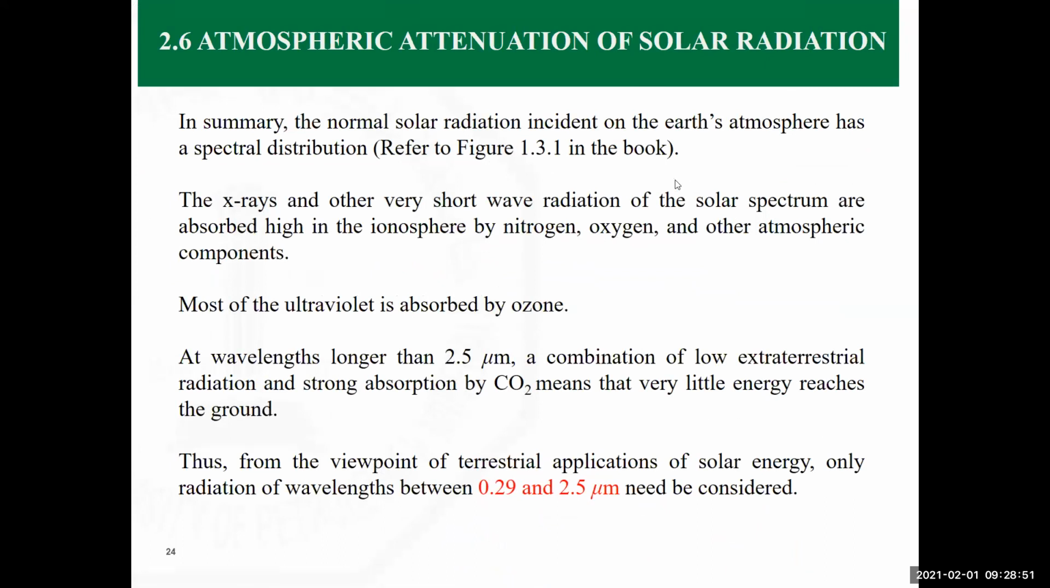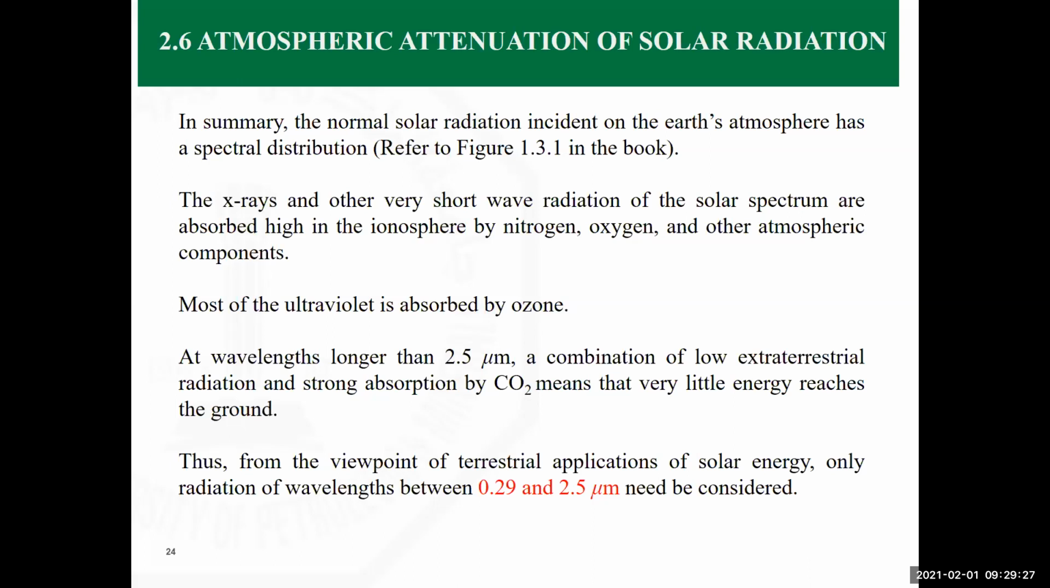To summarize, the normal solar radiation incident on the ground has a spectral distribution. The spectral distribution basically means that there is radiation associated with each wavelength. The X-rays and other short wavelength radiation of the solar spectrum are absorbed high in the ionosphere by nitrogen, oxygen, and other atmospheric components. Most of the ultraviolet is absorbed by the ozone layer.